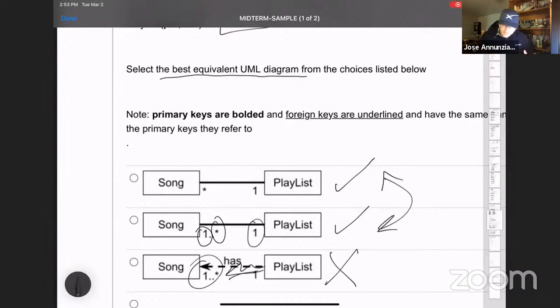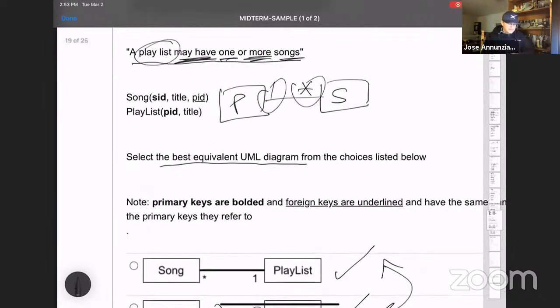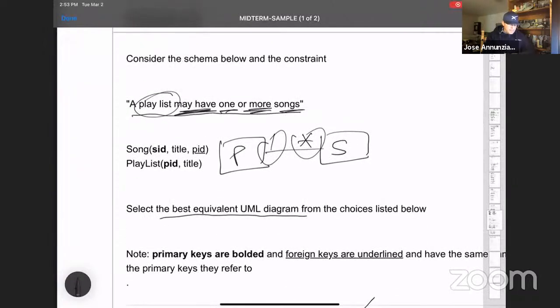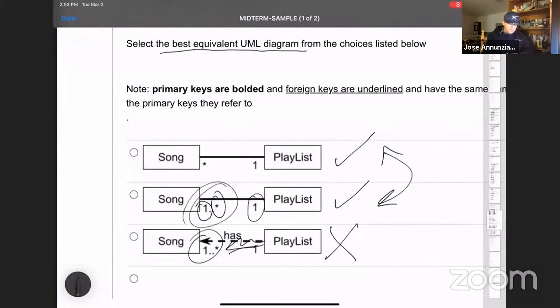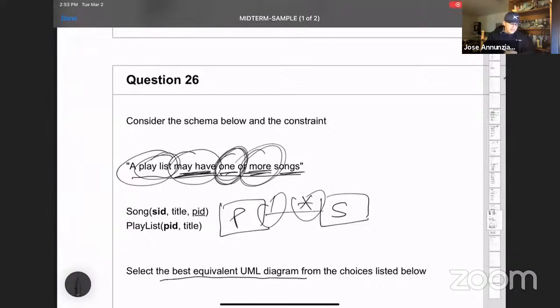So this is going to be subtle. Which one is it? Let's read the text again. The text says a playlist may have one or more. The one or more kind of points me towards this one over here, at least one, or any number after that. But if you read this a little more carefully, it says may have. Usually may have means that it may not have also. So it's a little play of words in there. It may not have. So it could have one, or it could have many. I don't know how many. It could have zero. Zero is certainly possible with may.